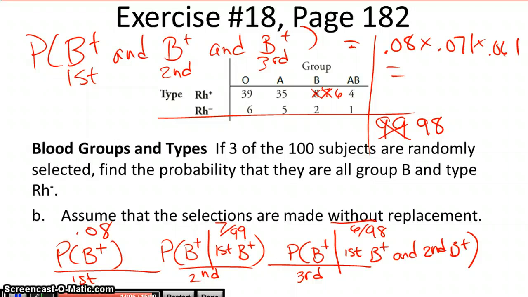8% times 7.1%, or 0.071, times 6.1%, or 0.061, which gives us a probability of 0.000346, which if you wanted to write that as a percentage, move the decimal point 2 places to the right, now 0.0346%. So the probability of getting 3 people with B positive blood from our pool of 100, in this case, this would be our population of 100, would be very, very unlikely. And that's the multiplication principle.